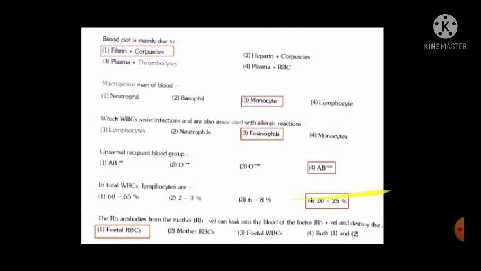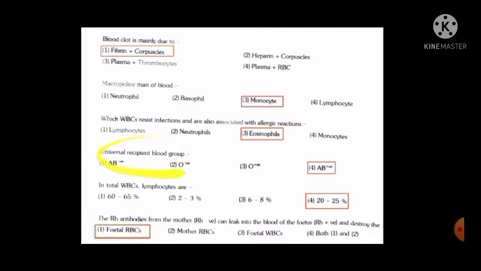Blood clot is mainly due to fibrin plus corpuscles or other blood cells. The micropoliceman of the blood is called monocytes, which are agranular leukocytes and phagocytic in nature. Which WBC resists infection and is also associated with allergic reaction? Eosinophils, which are related to allergic reaction. Their secretions, histamine and heparin, increase during allergic reaction.